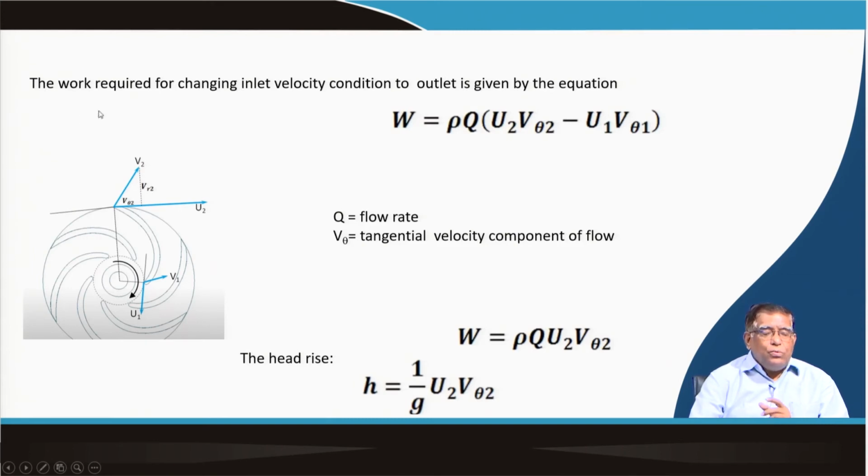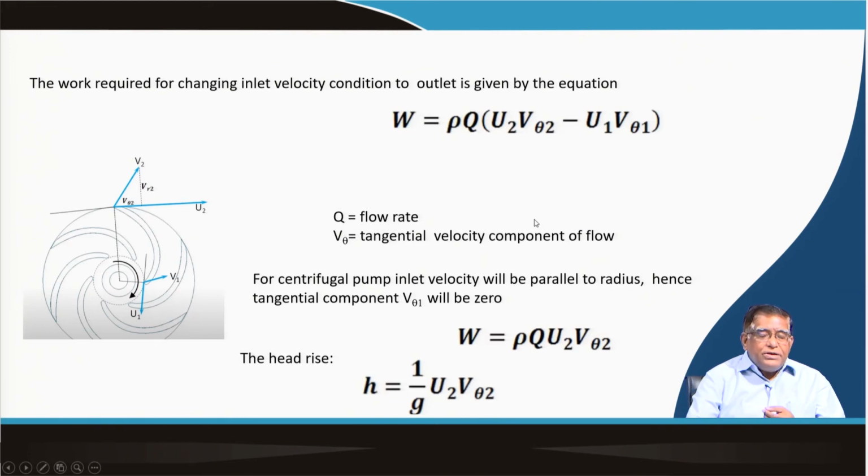Now, the work required for changing the inlet velocity conditions to outlet is given by this total work done. For that, what will the total head rise be? Because V1 will be entering radially at that time, this angle will be 0. As a result, your work will come equal to this much. Therefore, the head rise can be calculated as the product of the component which is there in these directions.